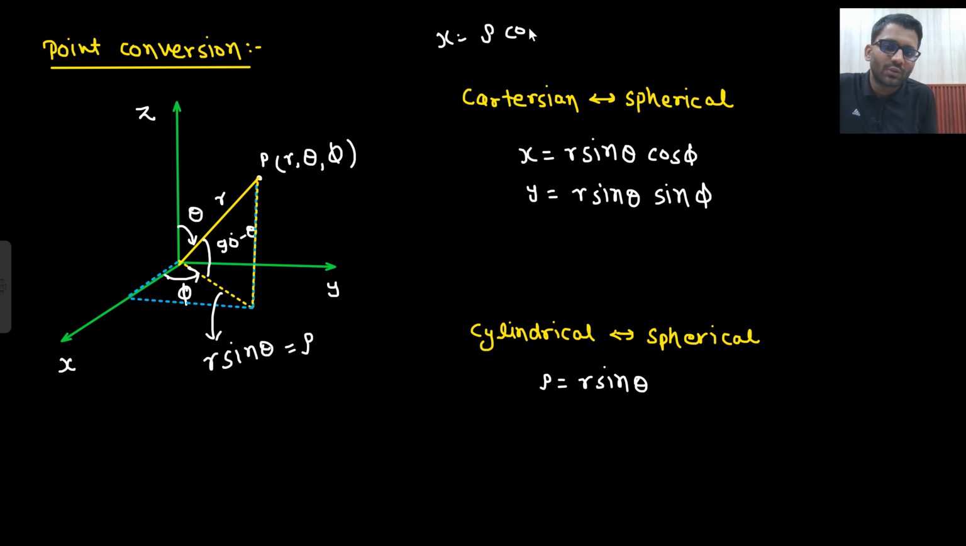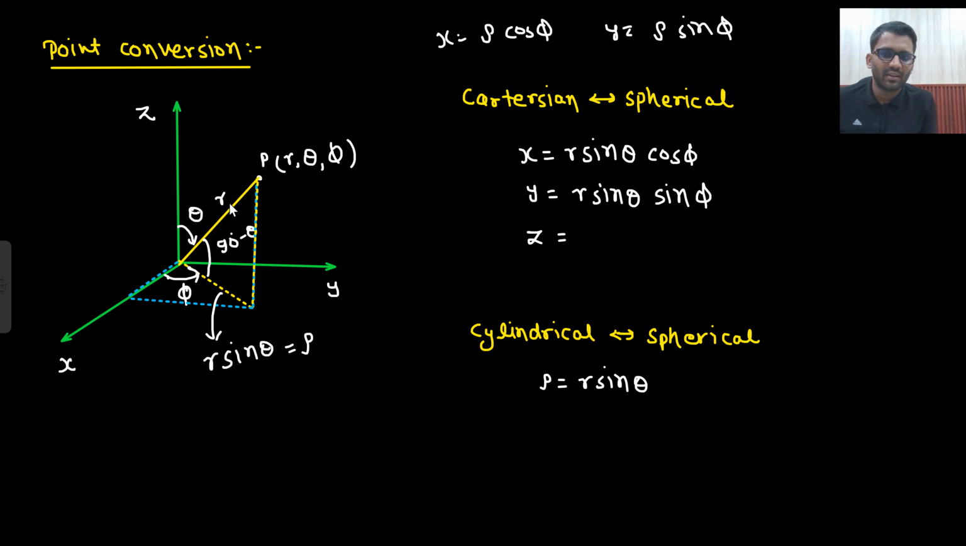Now, what was your x? x was rho cos phi. And what was your y? y was rho sin phi. Do you agree to this point? Rho cos phi, rho sin phi. And rho is r sin theta. That's it. The projection of the OP vector on the xy plane, that was rho. So r sin theta equals rho.